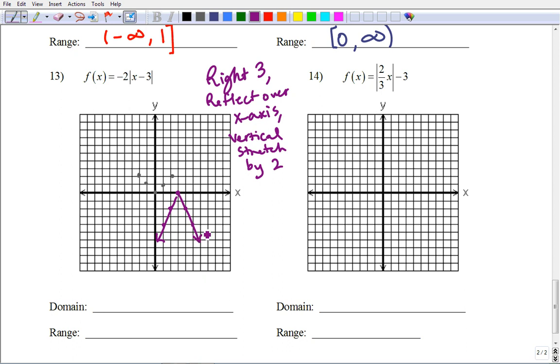For the domain, my x values will go on forever, so it's negative infinity to positive infinity. And my range goes from negative infinity to 0. It's all the values less than 0.